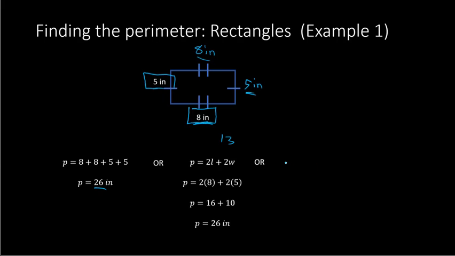So another way of thinking of this is we can do 2 times the length plus the width. So we do length plus width first to get 13, and then multiply by 2, which would also give you 26 inches. And notice for a moment the similarity between this formula and this formula.